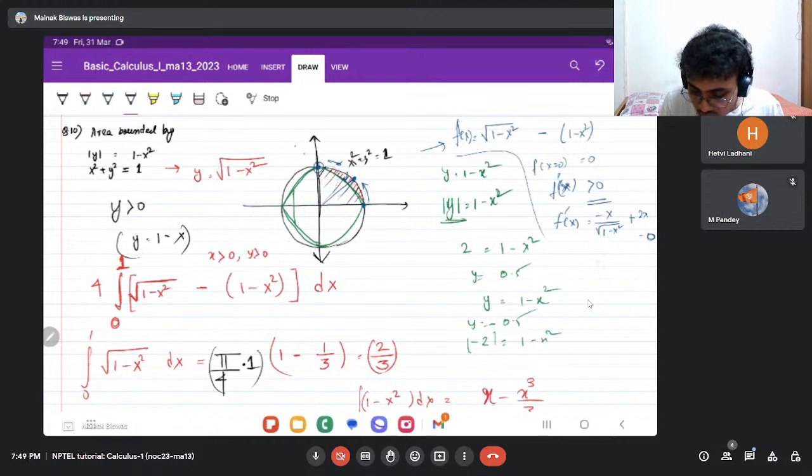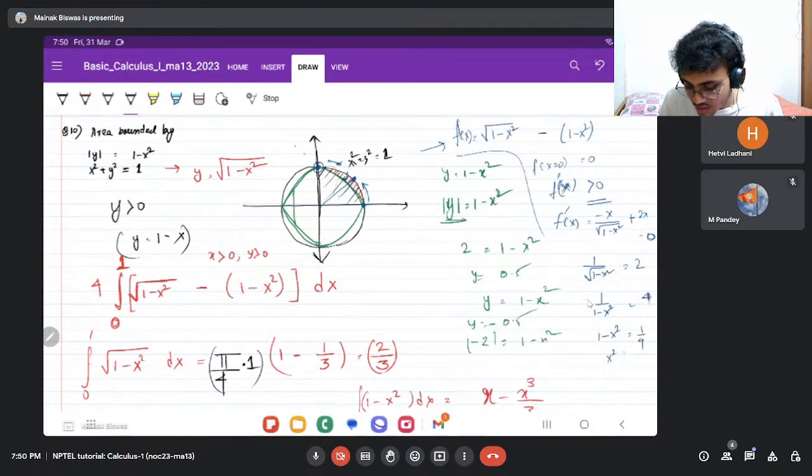What is it? Half 1 minus root over 1 minus x square is equal to 2, right? 1 minus x square is equal to 4. 1 minus x square is equal to 1 by 4. X square is equal to root 3 by 2, right? X is equal to root 3 by 2; till there it's going to increase and then it's going to decrease. If I have done it correctly, yes, it is correct, root 3 by 2. Understood?